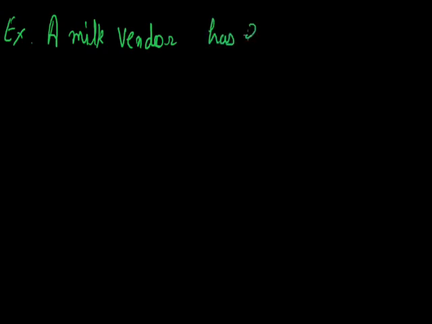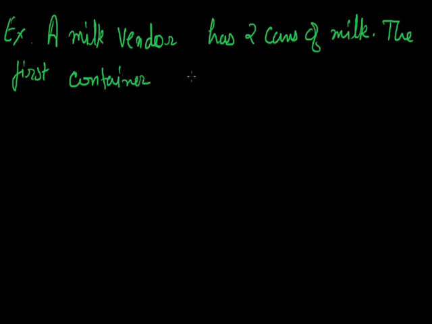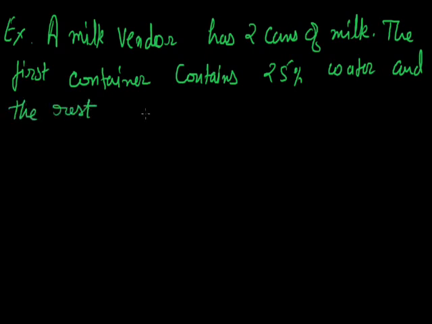We'll take a few examples based on ratio. First example: a milk vendor has 2 cans of milk. The first container contains 25% water and the rest milk.